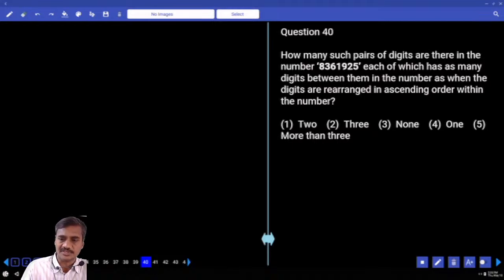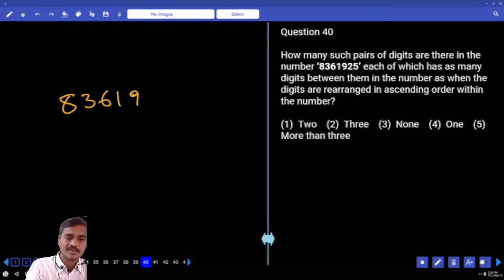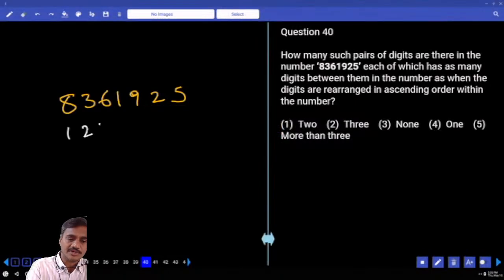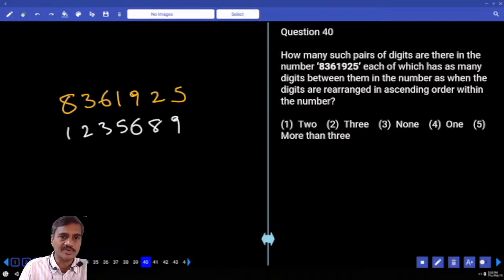Now in this 48, what is the number we have? 8361925 is the number here. And how many such pairs of digits are there, each of which has between them as when they are arranged in ascending order within the number? Now all the digits are arranged in the ascending order: 1, 2, 3, 5, 6, 8, 9. Isn't it? Then how many are there here?